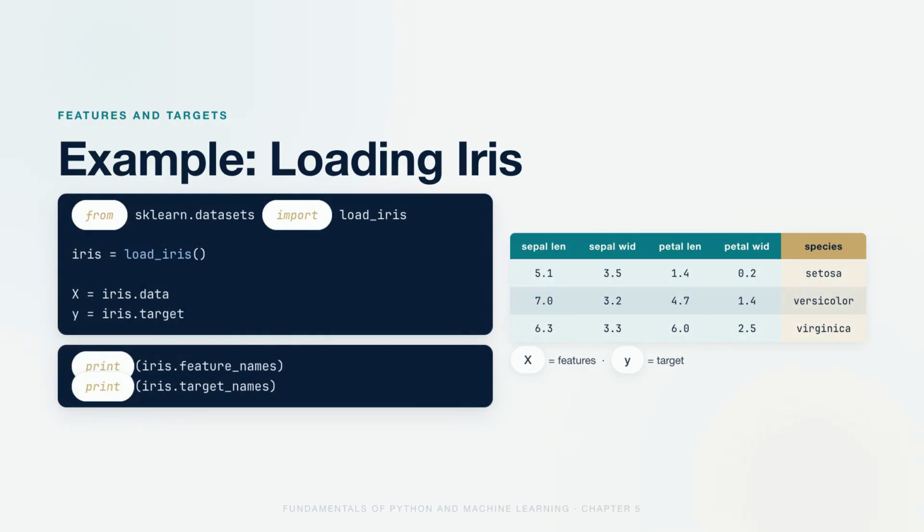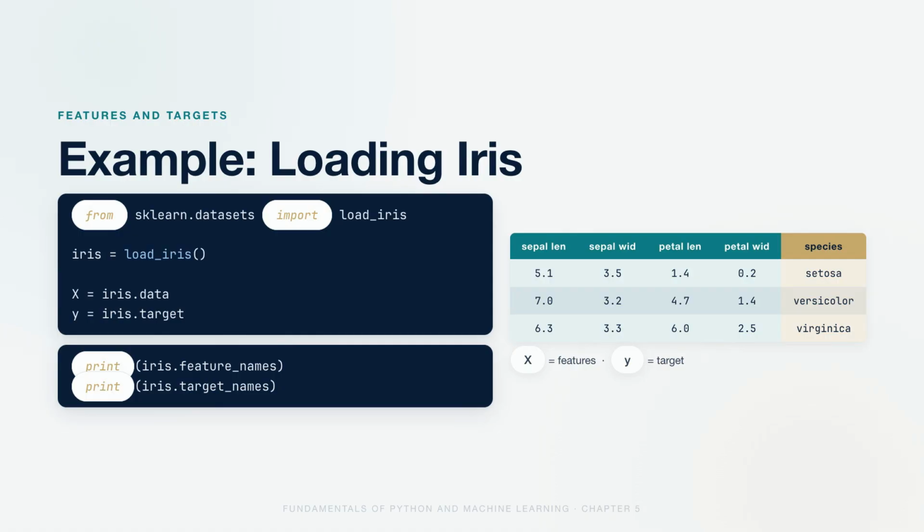Let's look at a simple example using the iris dataset. We begin by importing load_iris from scikit-learn datasets. Then we call the function and store the result in a variable called iris. The feature values are available through iris.data. The target labels are available through iris.target. We can assign the features to a variable called capital X, and the labels to a variable called lowercase y. This naming pattern is common throughout machine learning.